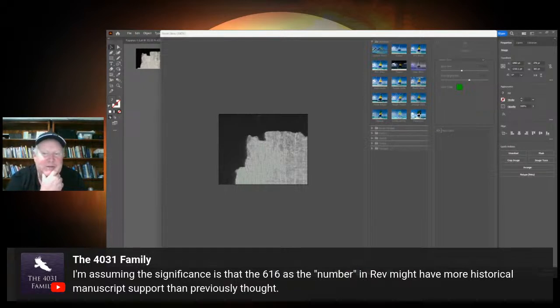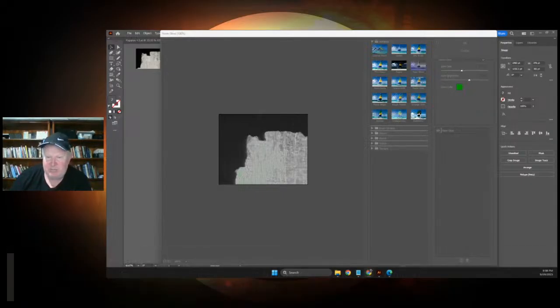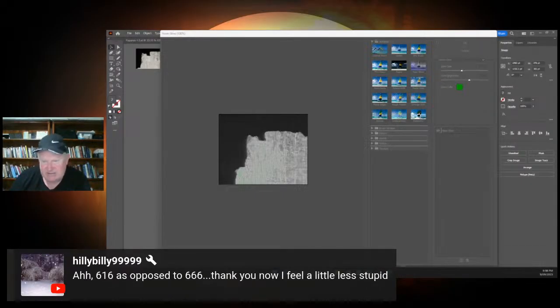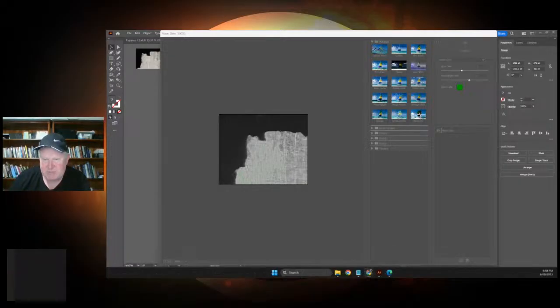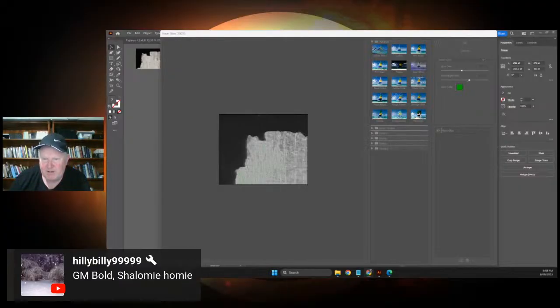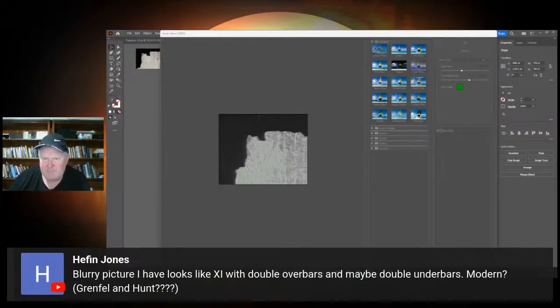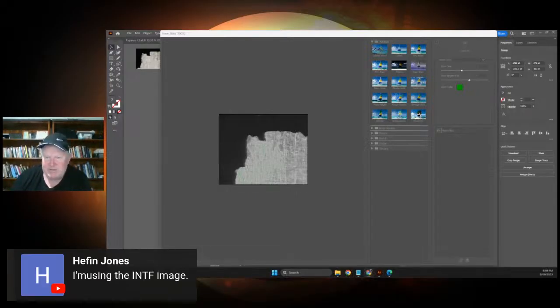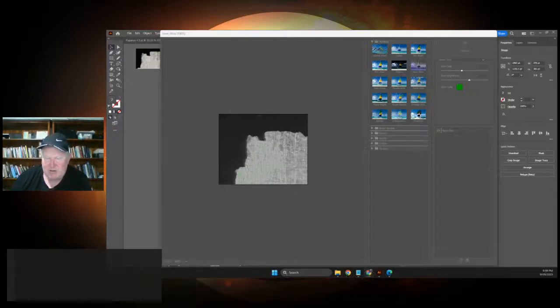4031 family says, I'm assuming the significance is that the 616 is the number in Revelation. It might have more historical manuscript support than previously thought, I'm assuming. Hilly Billy says, 616 as opposed to 666. Thank you. Now I feel a little less stupid. Good evening, Nick. Okay. Heffen says, blurry picture I have looks like the key and the iota with double overbars, maybe double underbars, modern, Grenfell and Hunt. I'm using the INTF image. Okay.